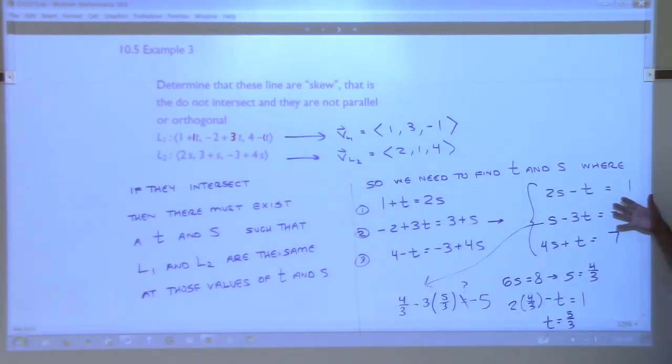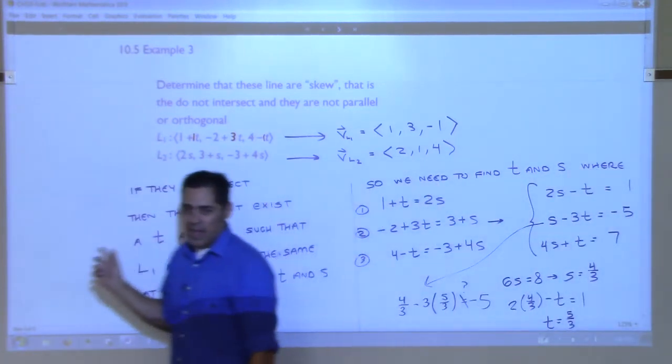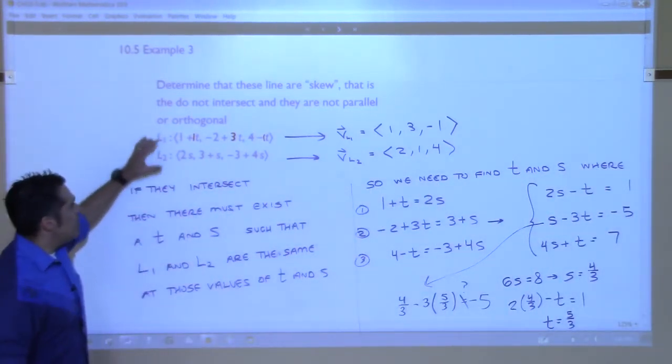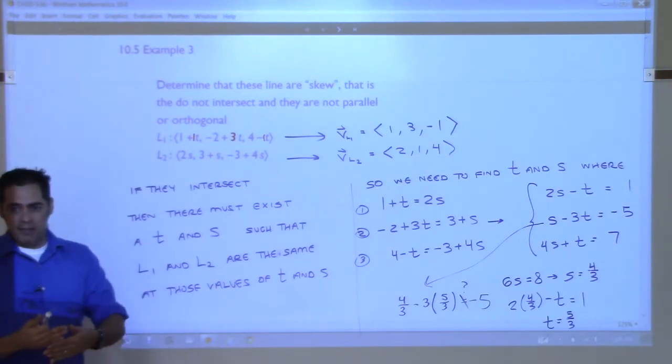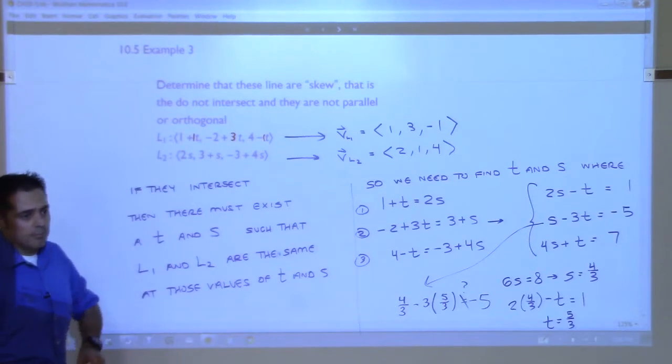This system of equations has no solution. And which means there does not exist a t and an s where these two things, L1 and L2, will ever coincide, which means that they do not intersect one another. They're skew.